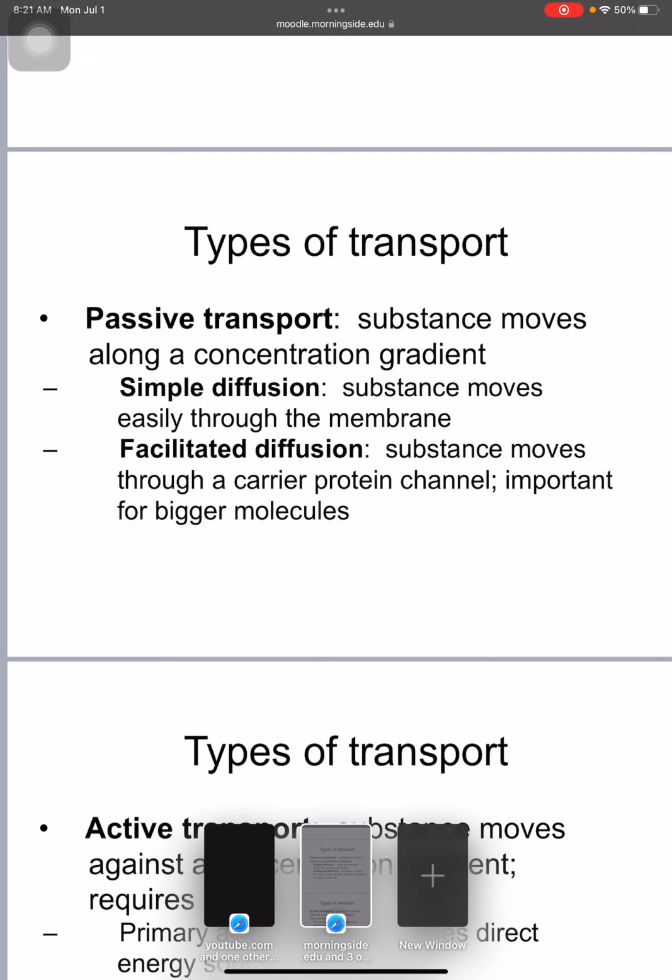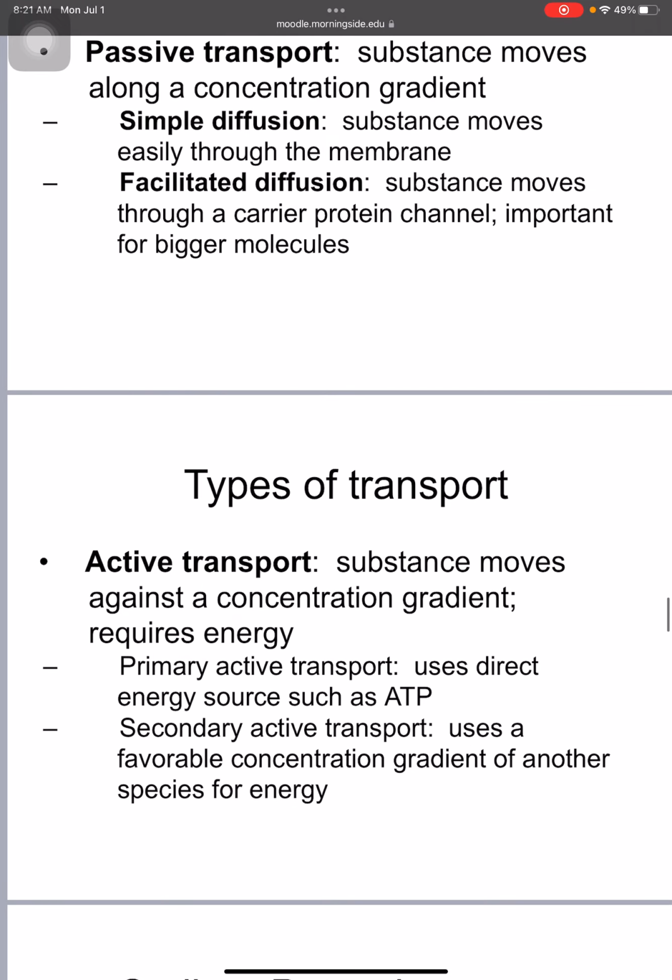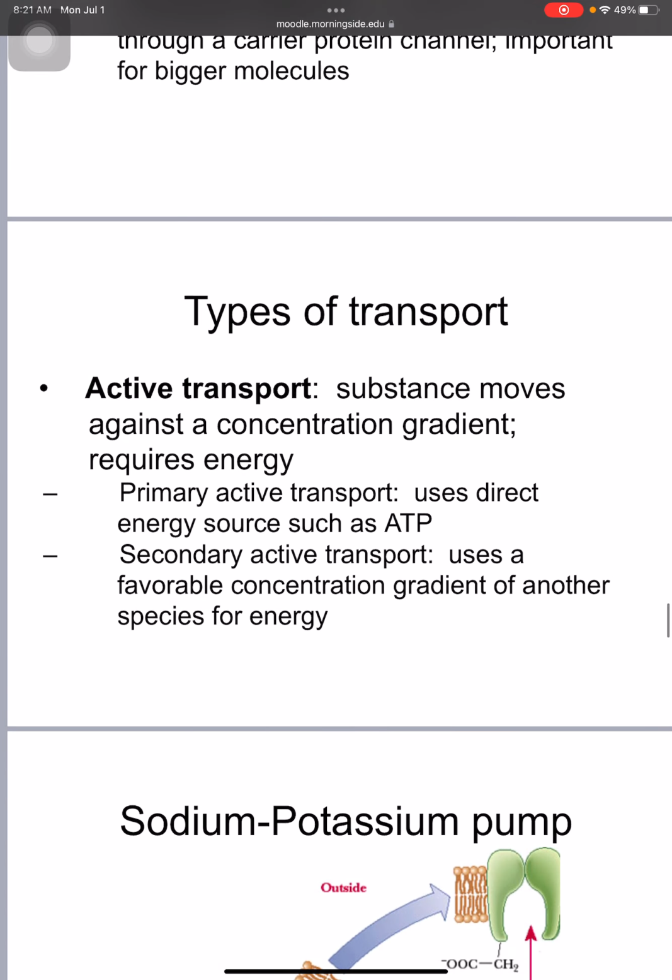Get in and out. Since this is still going along a concentration gradient, you're still going from an area of higher concentration to lower concentration, this is not giving the system energy. It doesn't need energy to drive the process. It's still a spontaneous process, but it's just giving you a physical means to be able to do it.